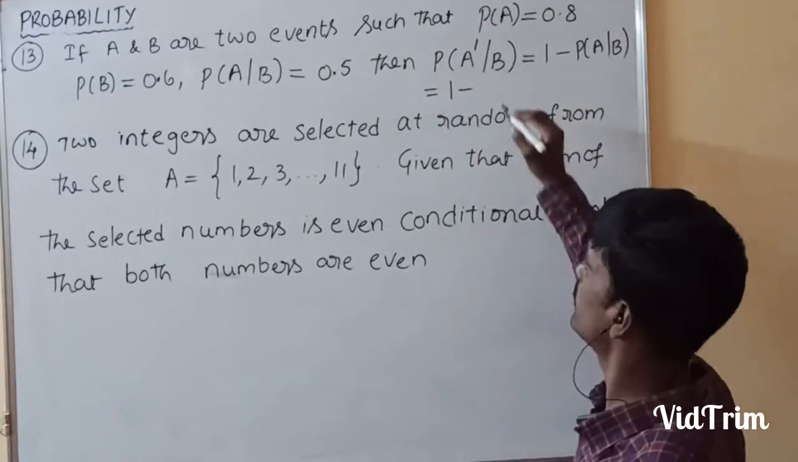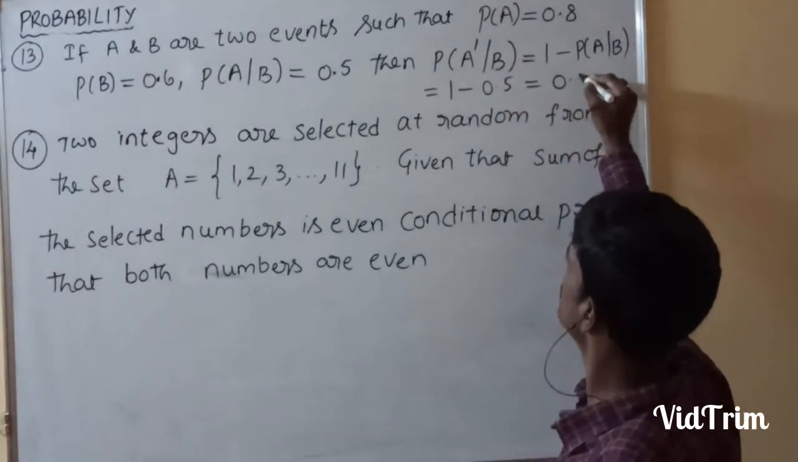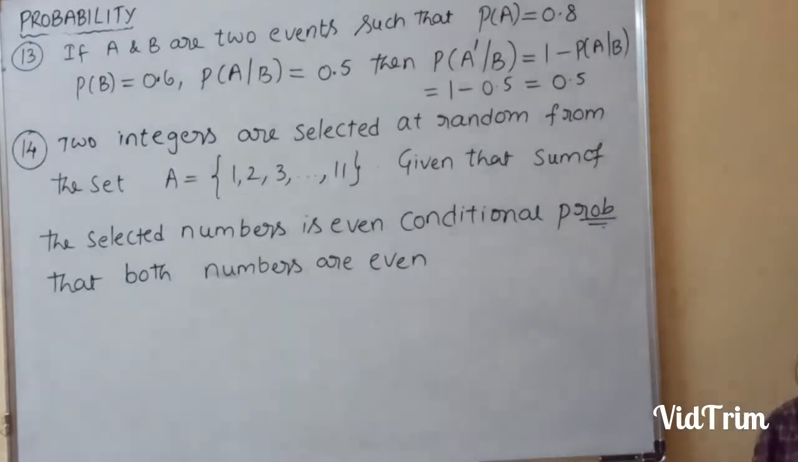What is the probability of A by B? 0.5. So 1 minus 0.5 is equal to what? 0.5. So that was the answer. Okay, just using the property. Next, look at the next problem.